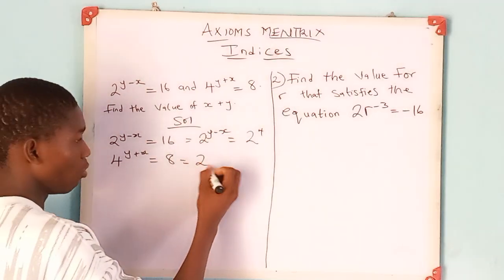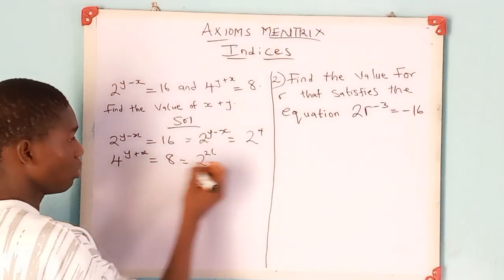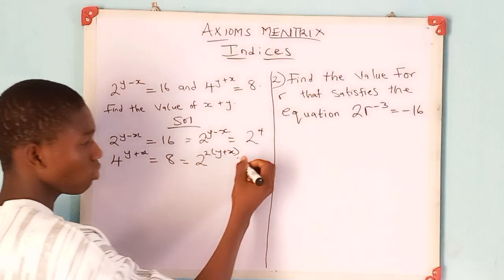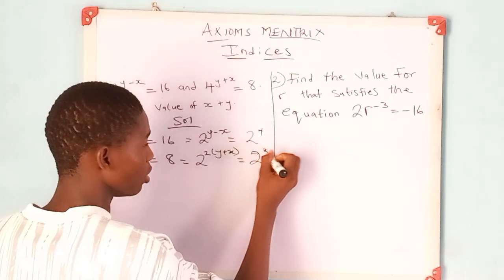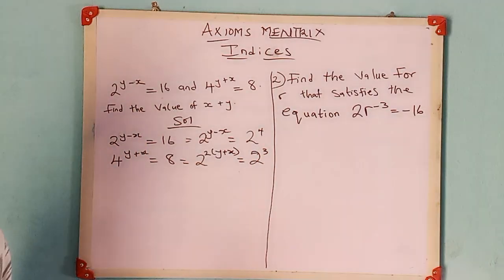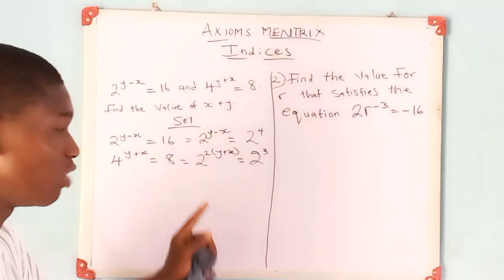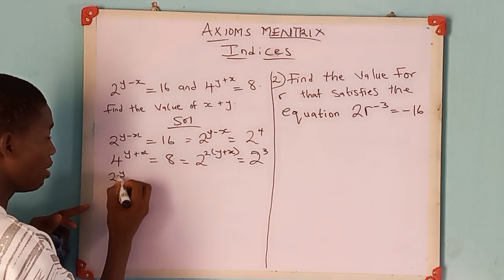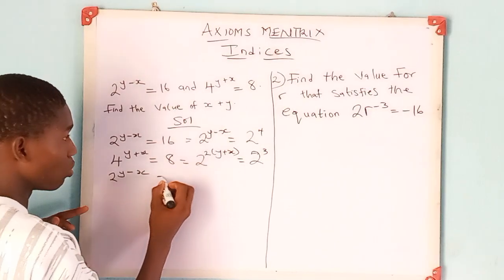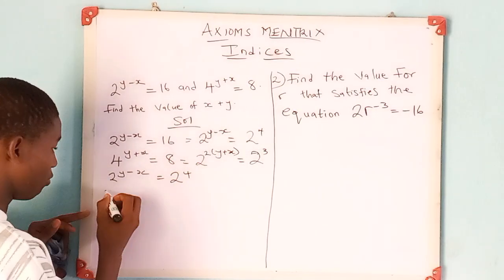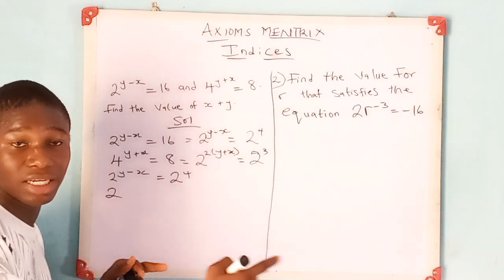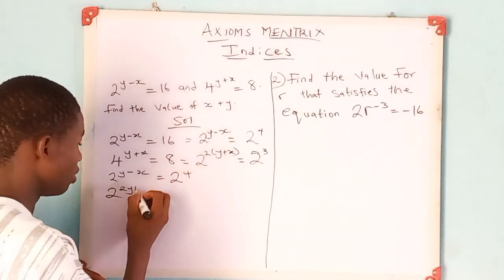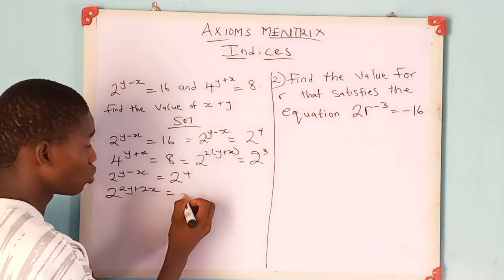This is 2 raised to the power of 2 bracket y plus x, equal to 2 raised to the power of 3. Now I'm trying to break everything down for their bases to be 2. So let's continue from here. What I have here is 2^(y - x) = 2^4. Then I have 2^(2(y + x)); this is going to open everything inside the bracket. This times this gives me 2y, then this times this gives me 2x, which is equal to 2 raised to the power of 3.